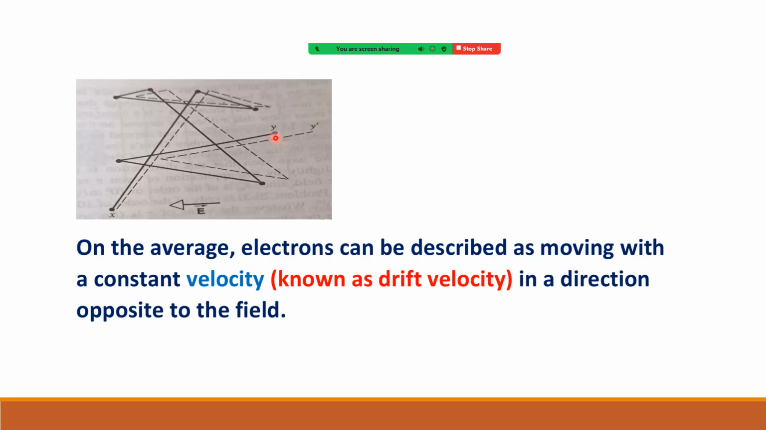Instead of reaching point Y, it is now reaching point Y dash. So you can see clearly there is a displacement opposite to the electric field. The electric field is on the left side, but the displacement is now on the right side. There is a small displacement. This is because of the drift velocity, right?